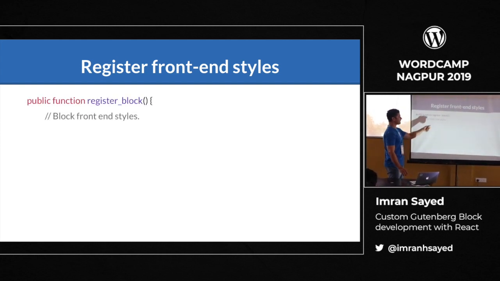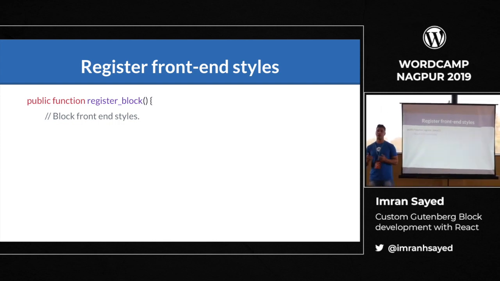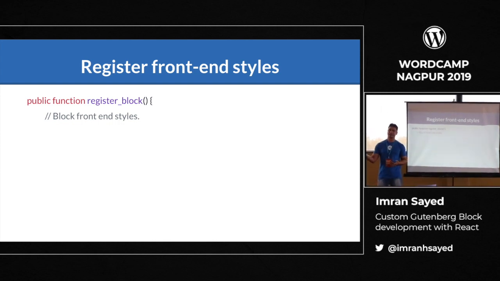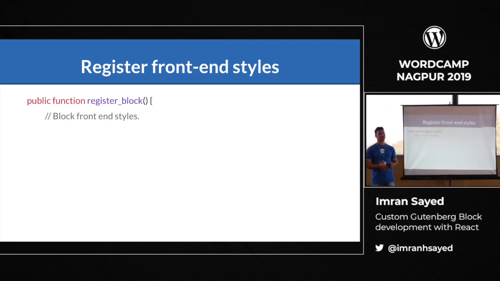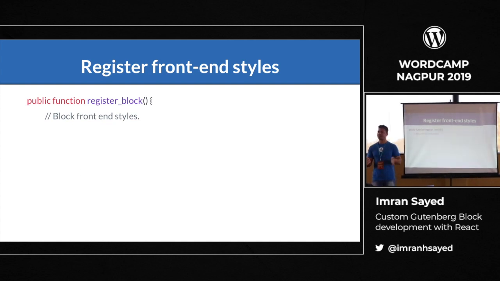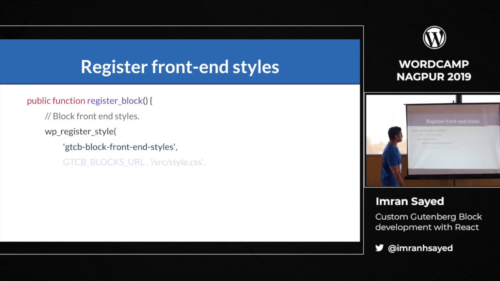Okay, now let's get inside this register block function. The first thing we need to do is register styles because we want to know how our block will look on the front end and how our block will look in the editor side. So you can use the same style sheet for frontend as well as the editor, or you can have two separate files as well. So let's say we want to have two separate files. So we go to register styles.